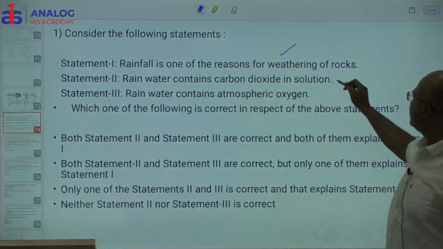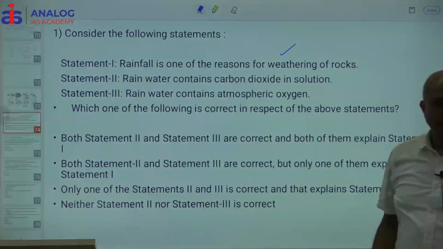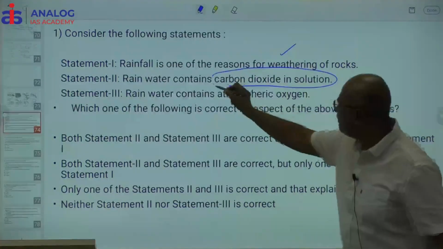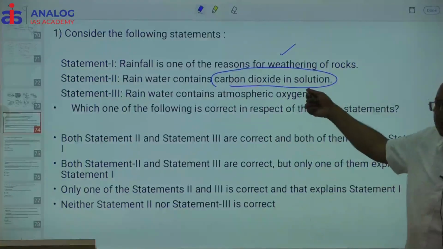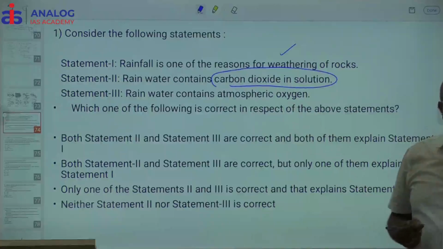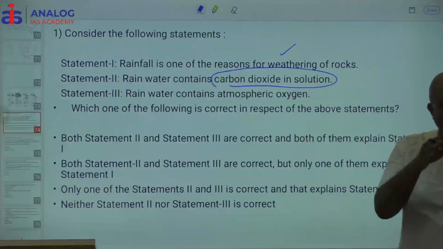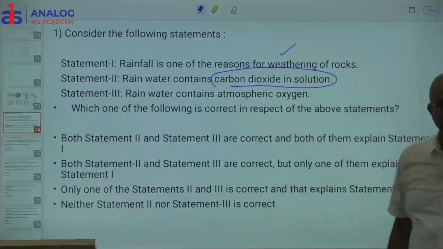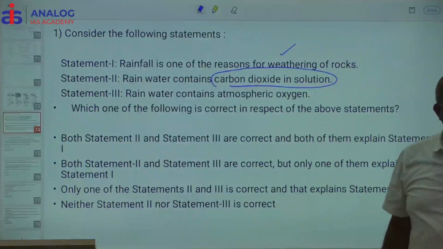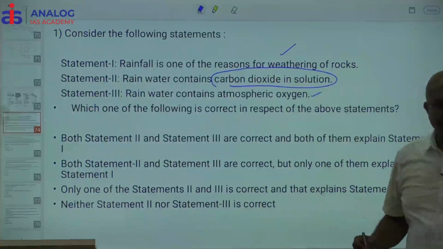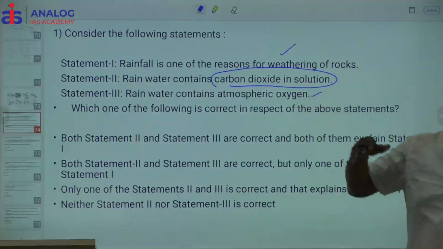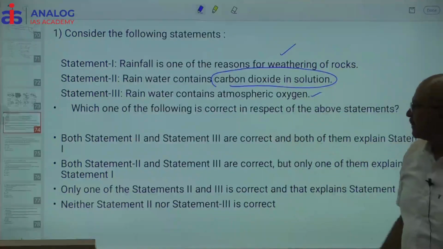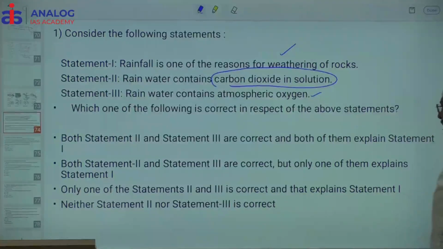Rainwater contains carbon dioxide in its solution, CO2. When the rainwater combines with the carbon dioxide, it will form a solution. The rainwater always combines with them and creates the solution when it enters into the layers. Then, rainwater contains atmospheric oxygen. It will absorb oxygen and carbon dioxide. Carbonation. Oxidation. Now, which one of the following is correct in respect to the above?